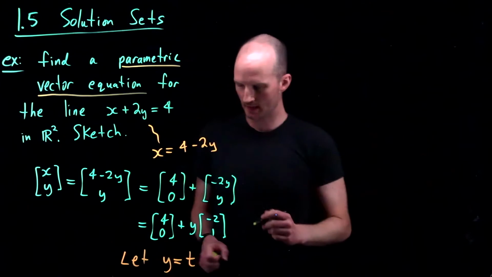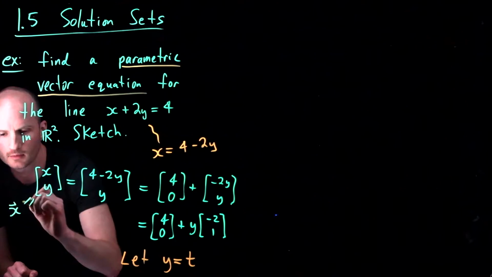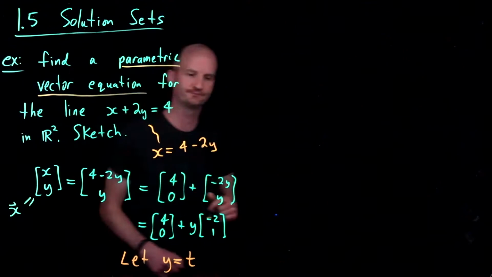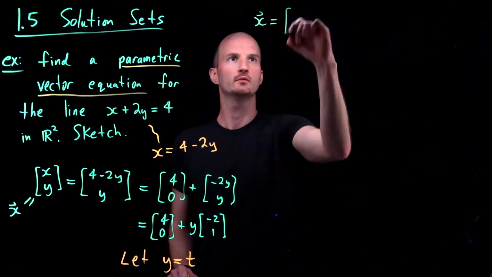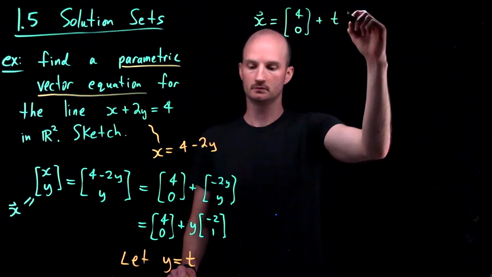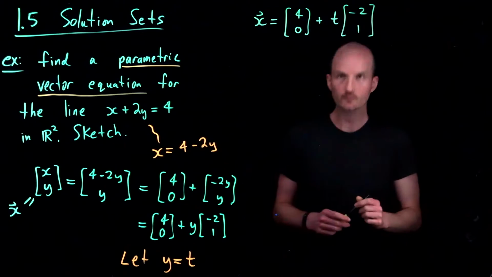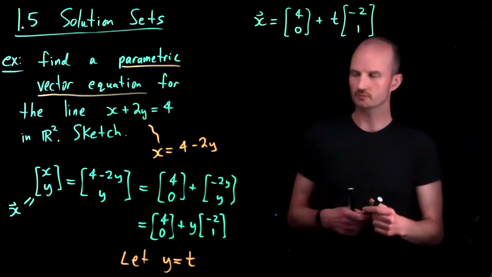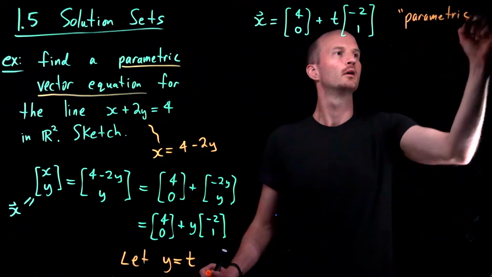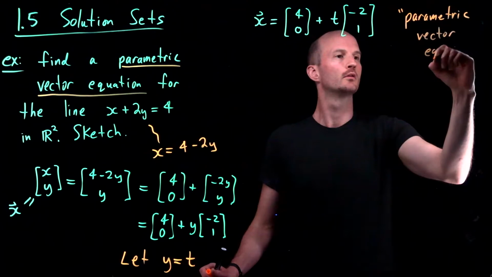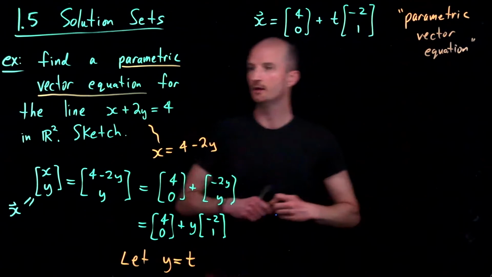So what you get here is, we can call this the vector x. It's a little bit confusing. The vector x, two-dimensional, containing components x and y. Putting all that together, we get x is equal to (4, 0) plus t times (negative 2, 1). Okay, what do we call this? We call this the parametric vector equation for the line in question here.